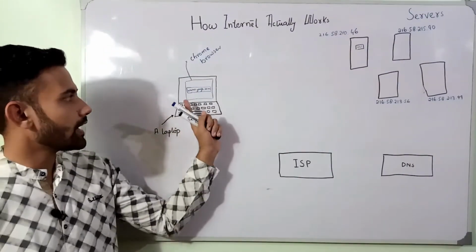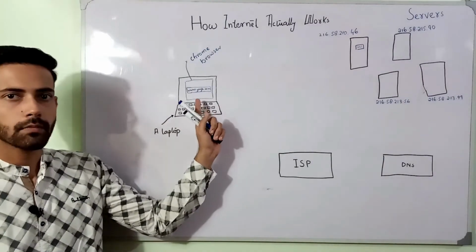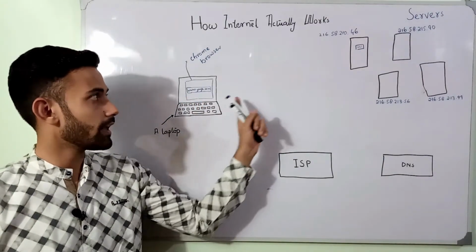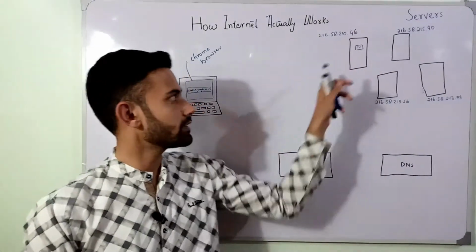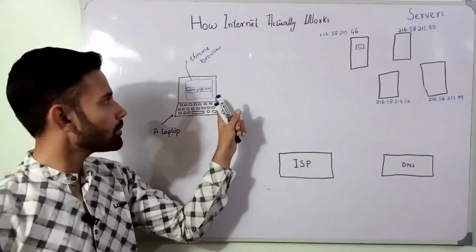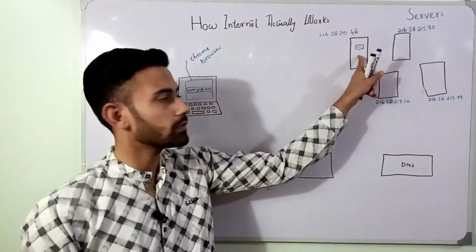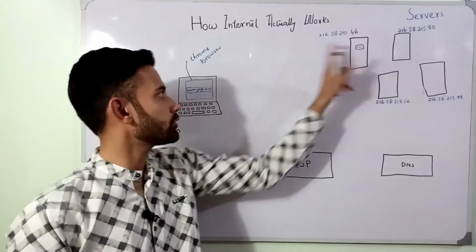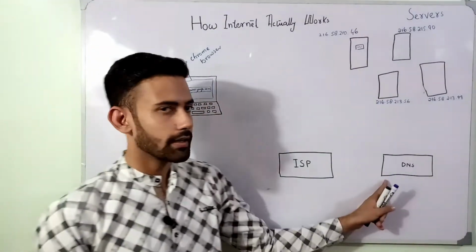Now whenever I type www.google.com, how will my computer know that I need to go to this server? This server is actually a computer, so how will my computer know that it has to go to this server and this file should be fetched? This is because of DNS.